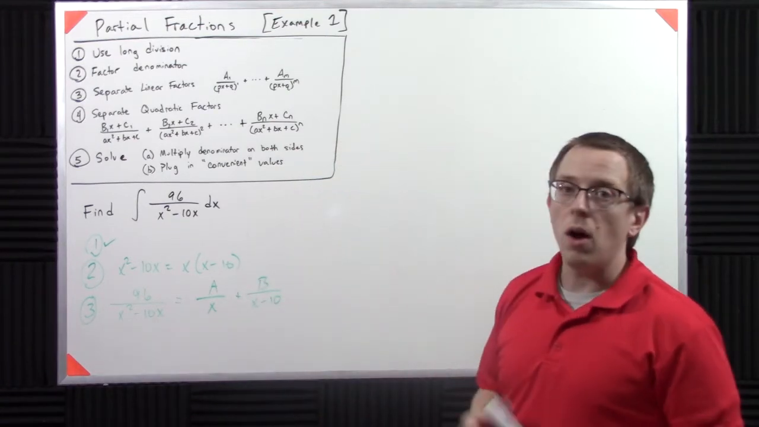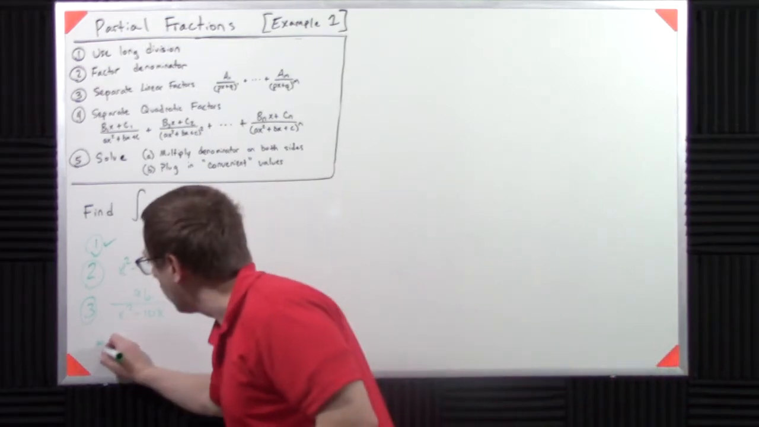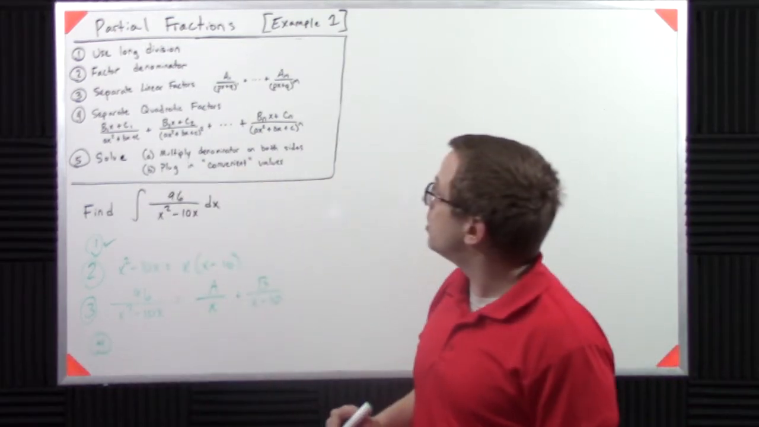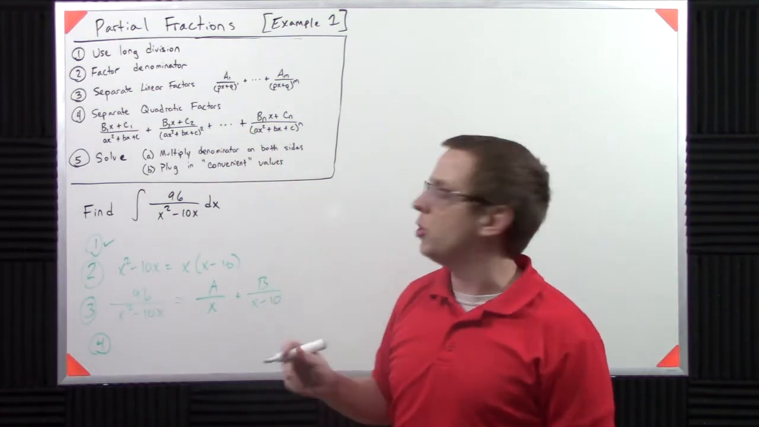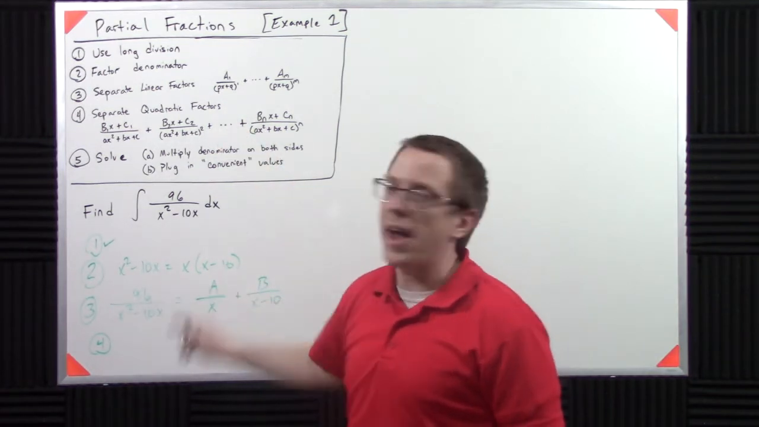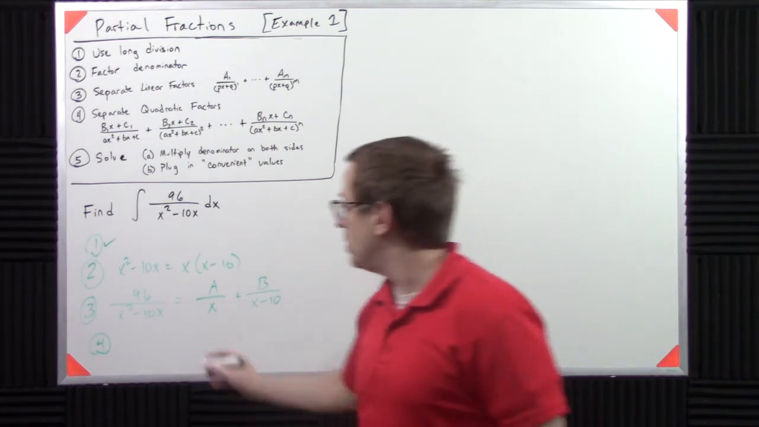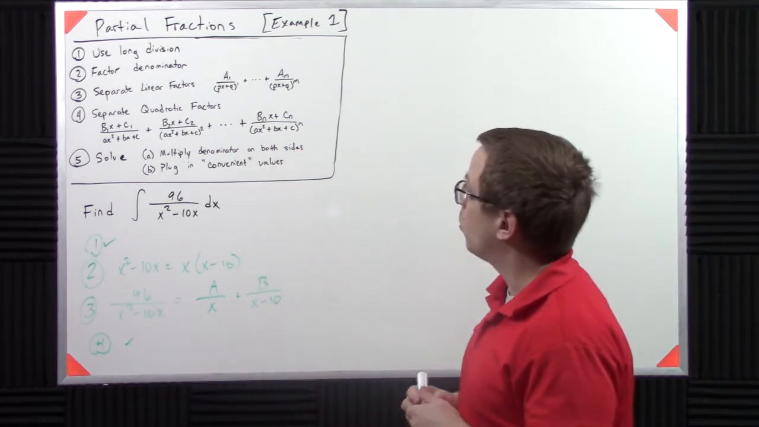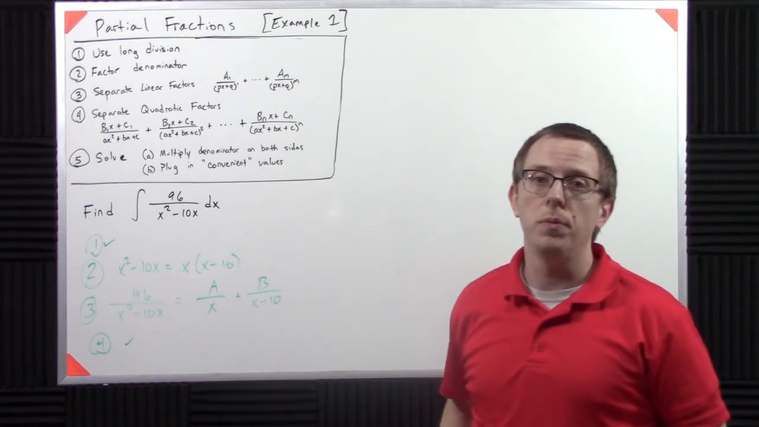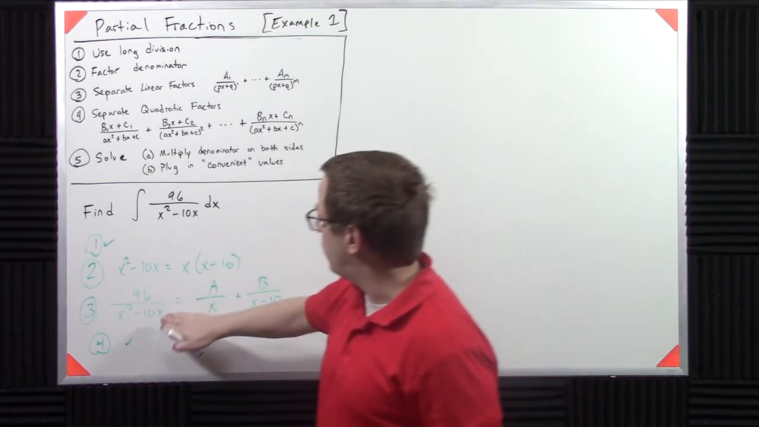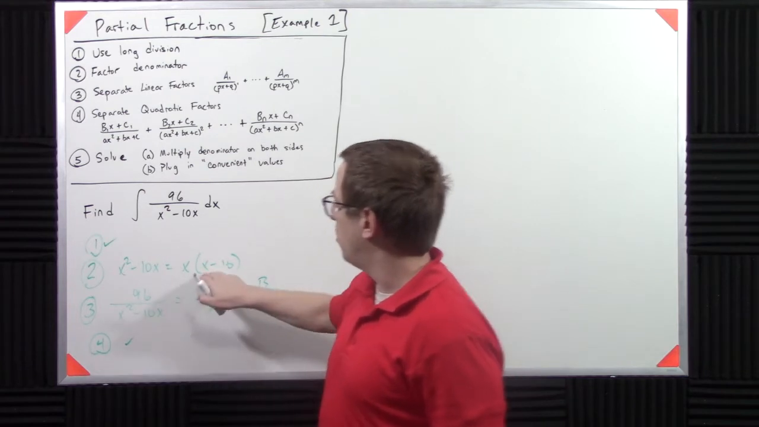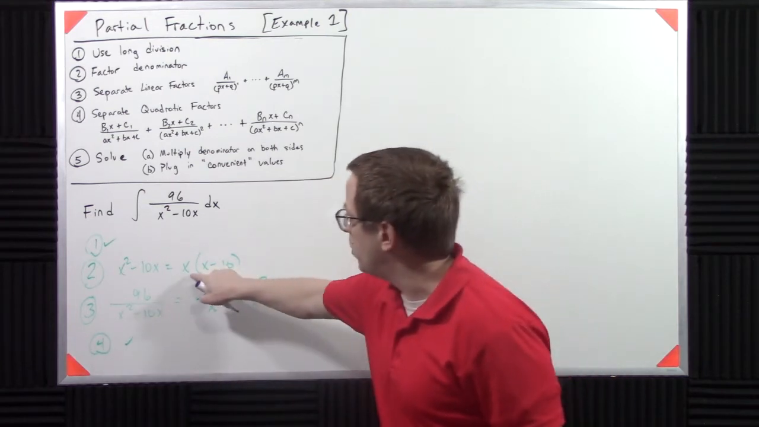All right, now I have step 4, which is to separate the quadratic factors. Well, there aren't any quadratic factors because there's no single factor that's degree 2. So this is already done. So we're really at step 5 here. Step 5 is that we're going to multiply both sides by this denominator.